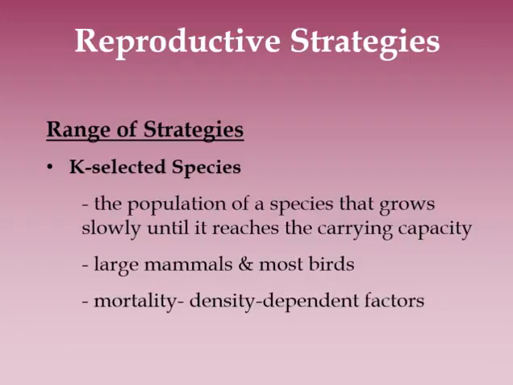K selected species have a slow reproductive rate. They usually have 1 to 2 offspring at a time. They have a long generation time and typically will only reproduce a few times in their lifetime, and typically only every few years, maybe once a year at the most. K selected species are often the larger mammals, some of the larger birds. Their mortality is most often dependent on density-dependent factors like competition for resources and disease.